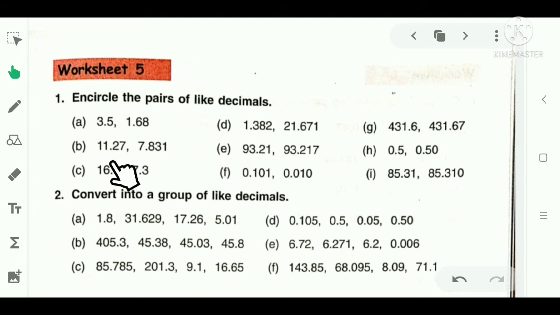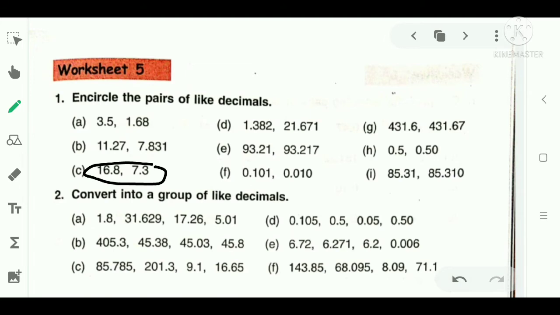In part B it is 11.27 and 7.831. Look here, after the decimal here 2 digits and here 3 digits. It means it is also unlike decimals, so we will not encircle it. Next, here it is 16.8 and here it is 7.3. After the decimal here 1 digit and here again 1 digit. It means both are like decimals, so we will encircle this.